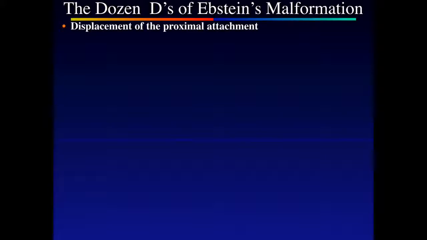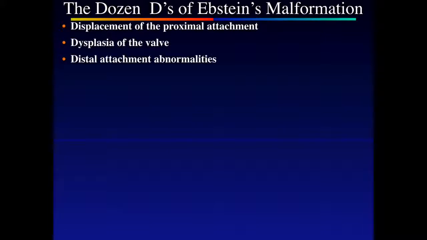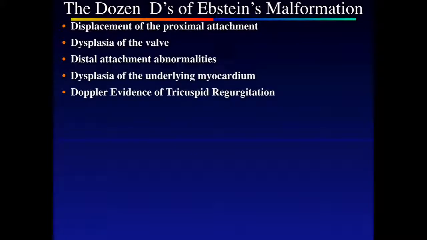So there's displacement of the proximal attachment of the valve. The valve is dysplastic. The attachments distally of the valve, as you've seen already, are abnormal. The myocardium is dysplastic, and as Dr. Cuneo mentioned, we have Doppler evidence of dysfunction of this myocardium, and the myocardium dysplasia is not only in the ventricles, but is also extended into the atrium, particularly the right atrium.